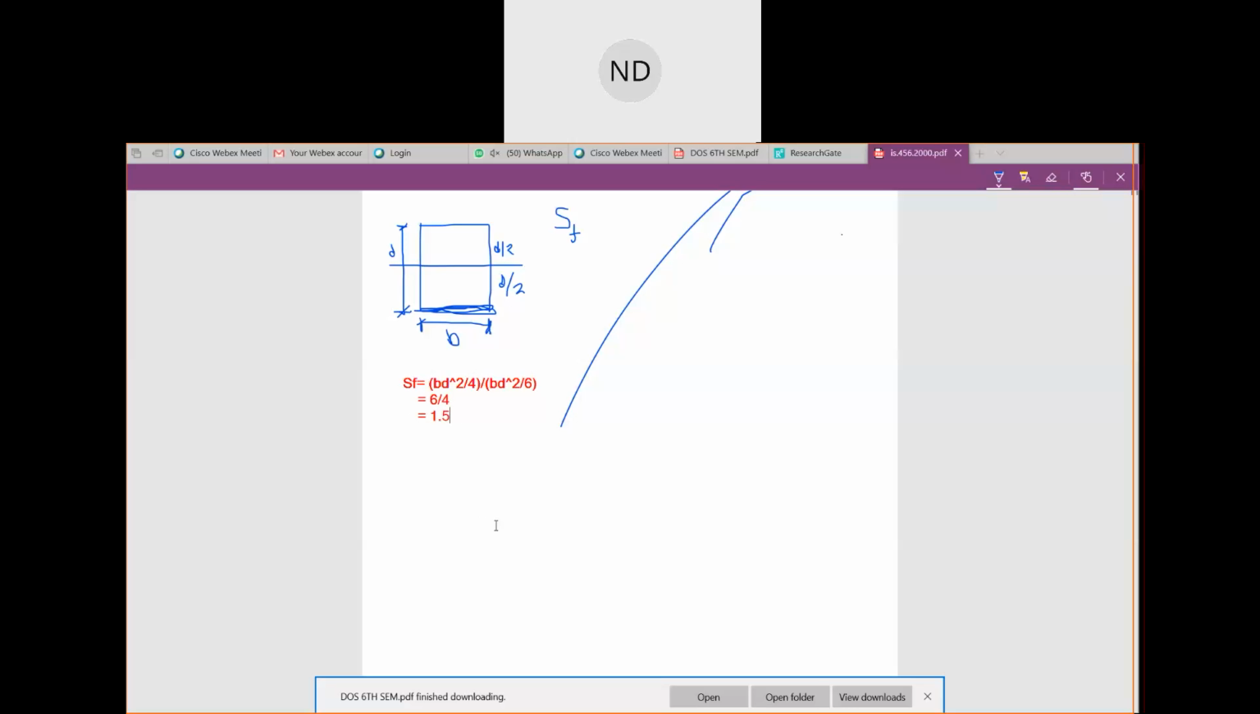Similar to this, again we have different shape factors for the circle. Okay, so I think I have to go now. I'm having calls now. So okay, let me take your attendance.